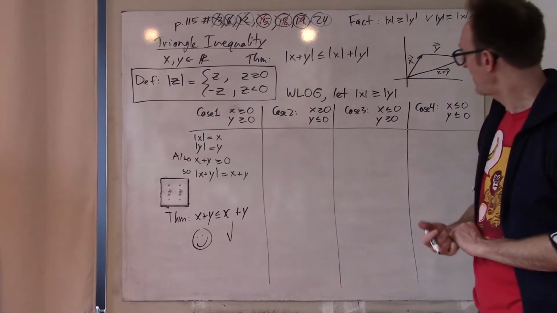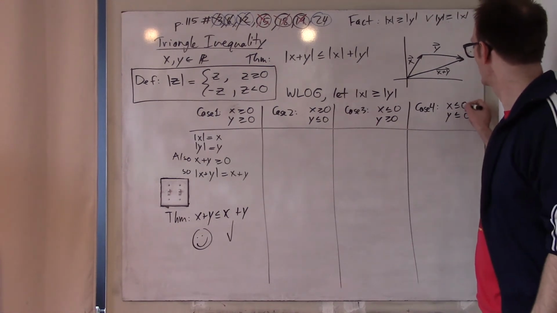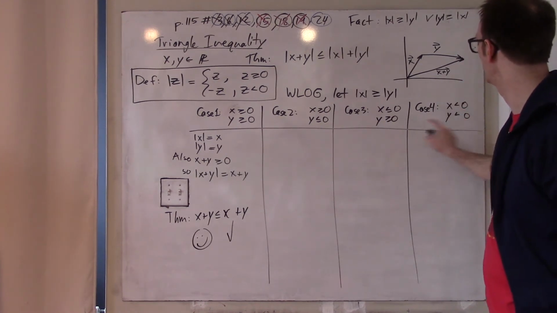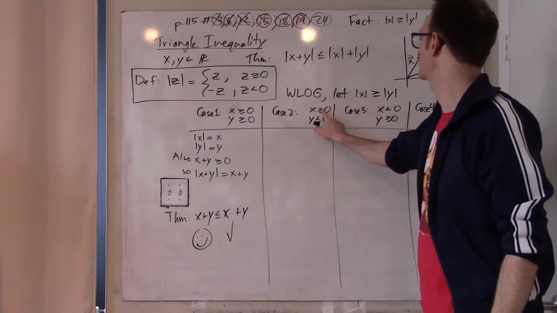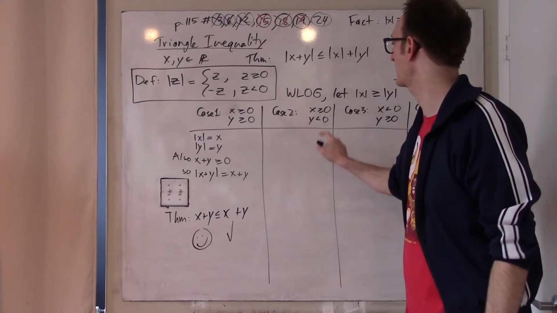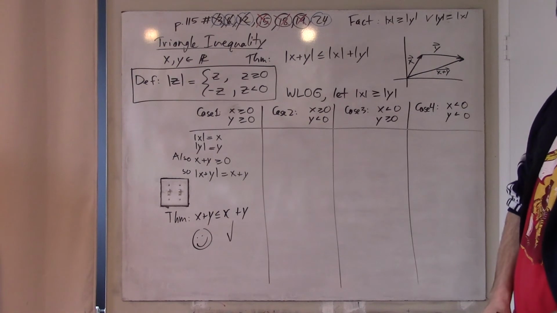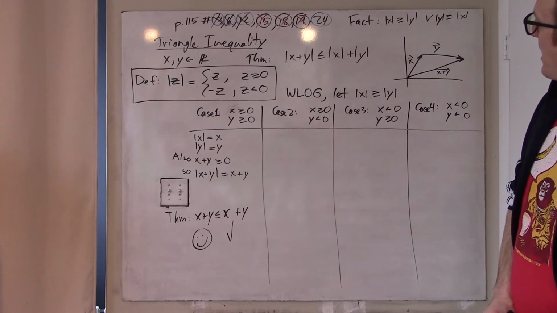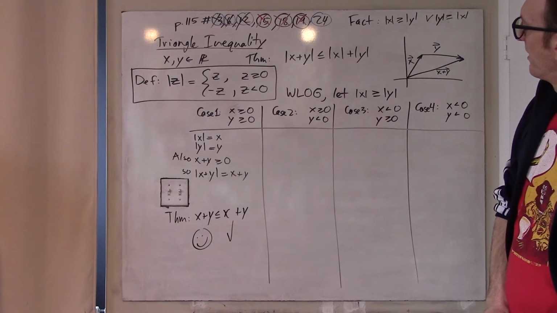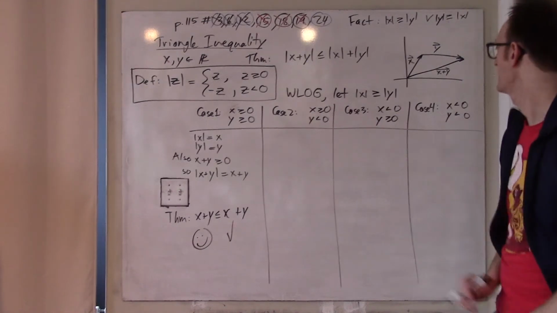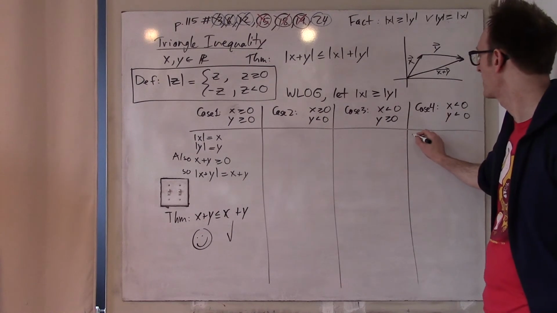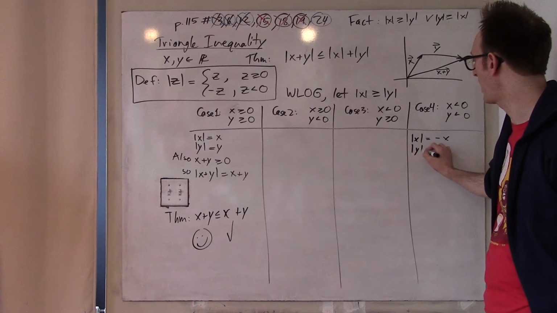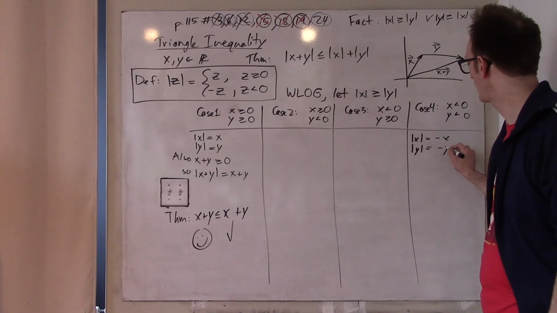Case 4 is very similar. If x is less than or equal to 0, I guess I now realize that I should be more careful. All these negatives should be like that, I guess. Yeah, that's better. Well, if x is negative, now what? Since x is negative, the absolute value of x is in fact just negative x. And the absolute value of y is in fact just negative y.